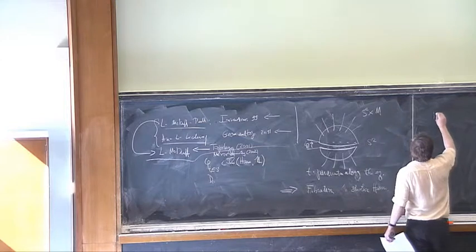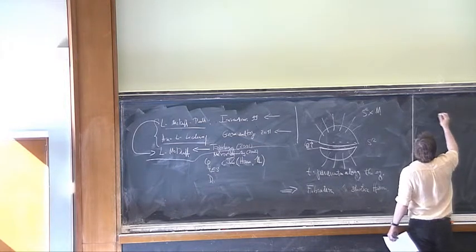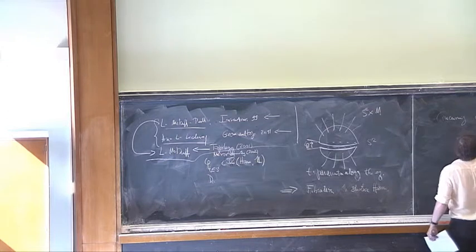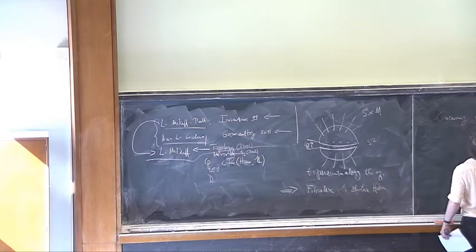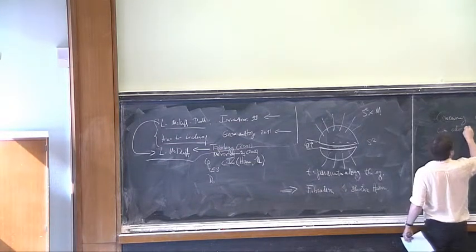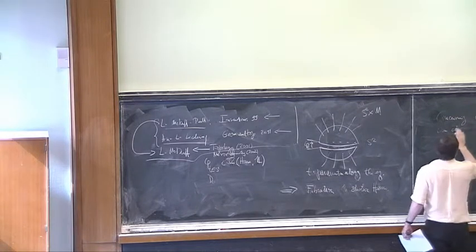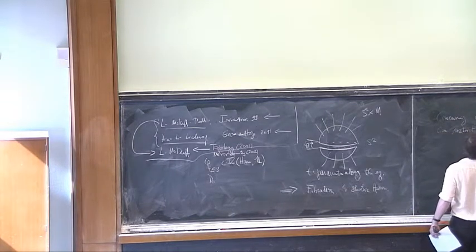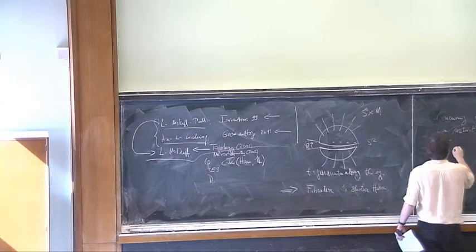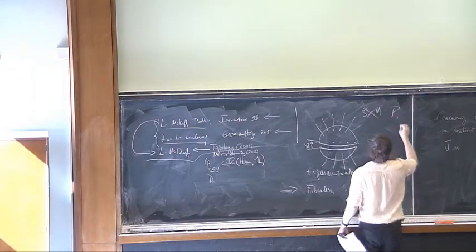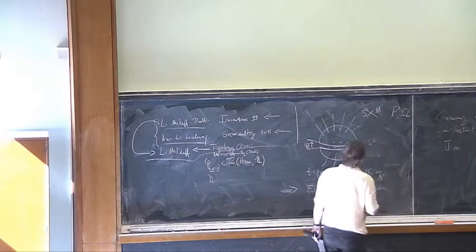So let me just write this down. Genericity. We can restrict ourselves to almost complex structures J on the total space. So what we have here is a fibration which is not trivial anymore. It's called P. So we now have a symplectic form here on the total space.